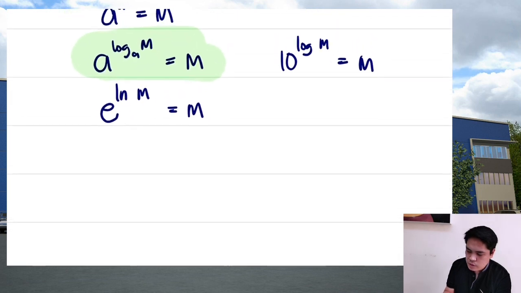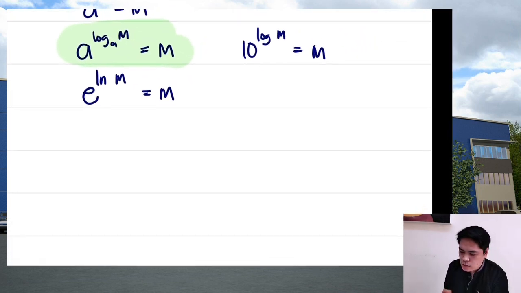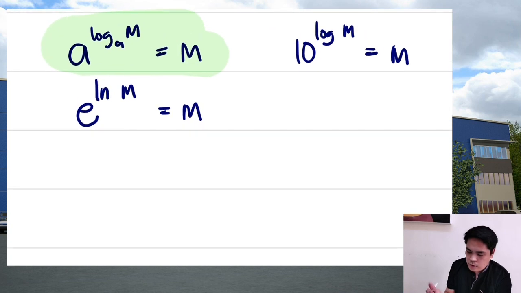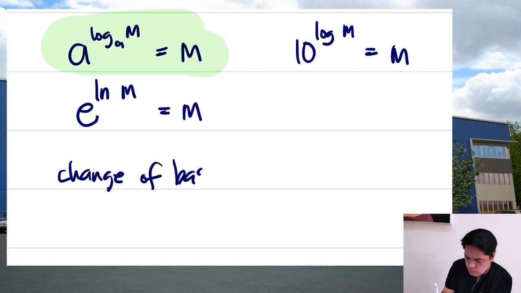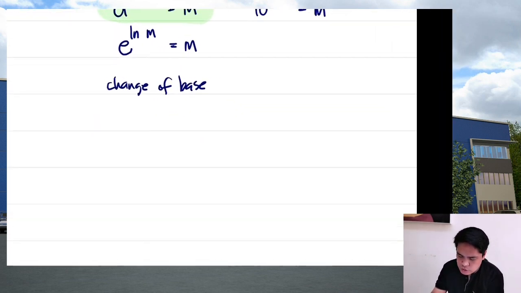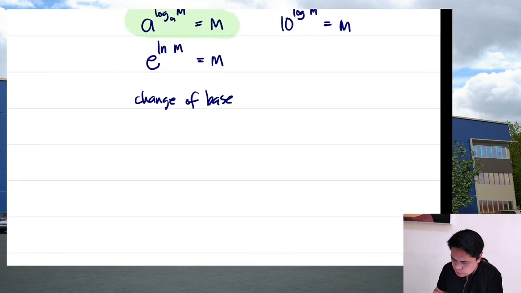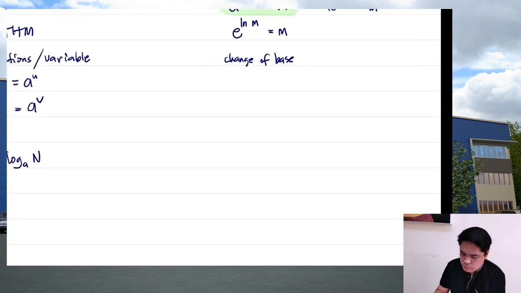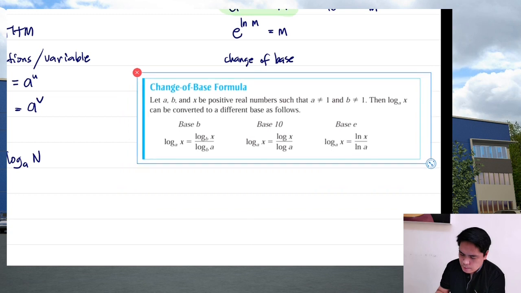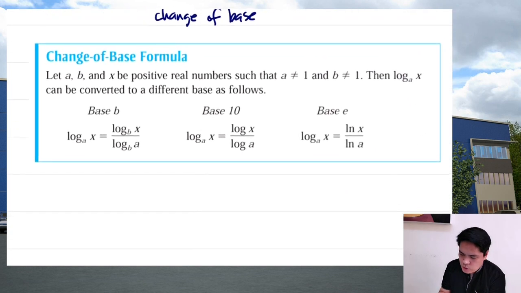Okay? Then, what else? How about if we have change of base? We also have change of base. I think I have a definition here. So, for the change of base definition, let me retrieve that for you. You have a change of base formula, then I will try to give you the derivation for this. Okay, so we have the change of base formula.